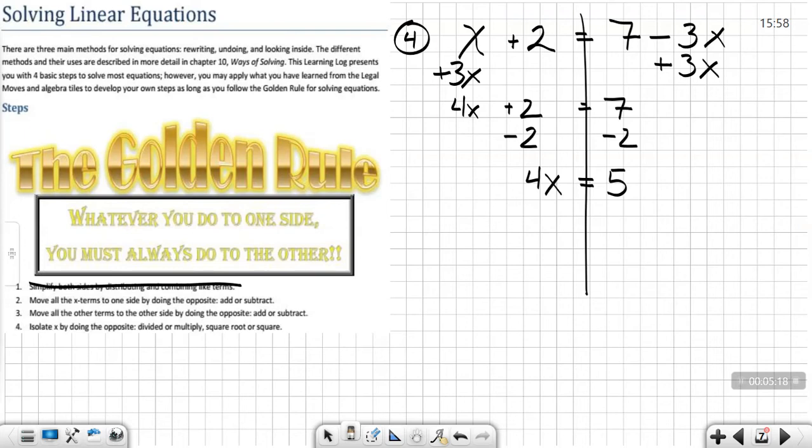Now, that is these two steps right here. Move all x's to one side, everything else to the other. Those can be done in either order. I like to move my x's first. It's not wrong to do it the other way, though.